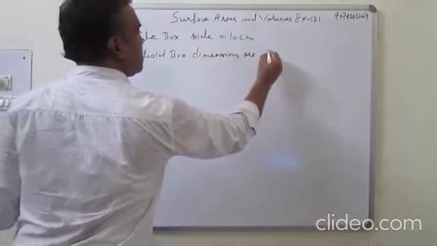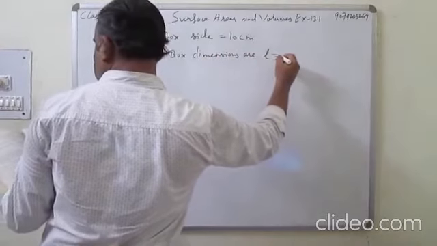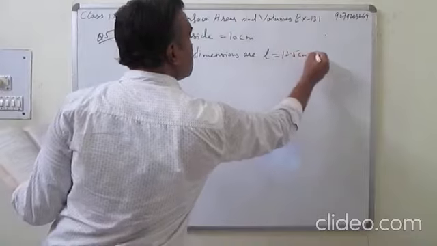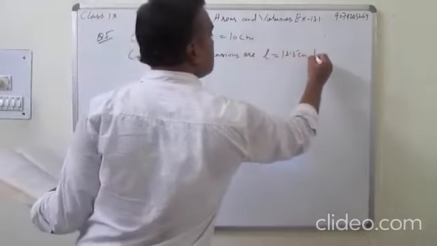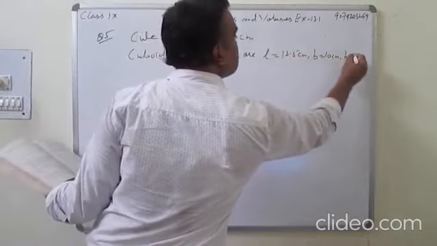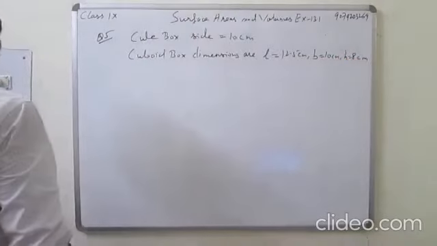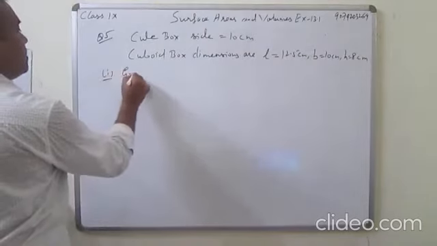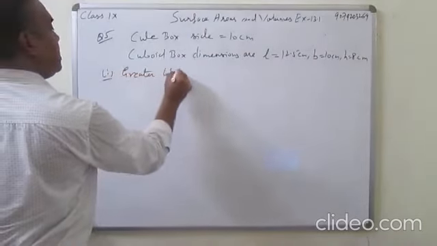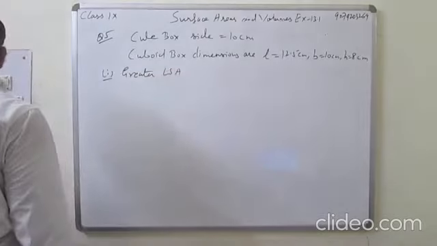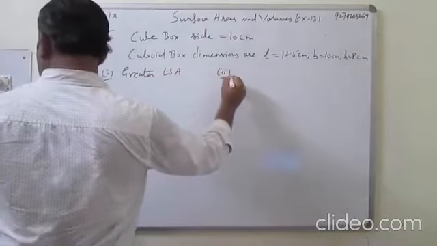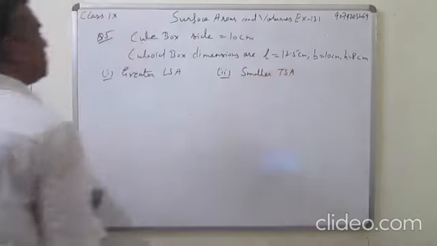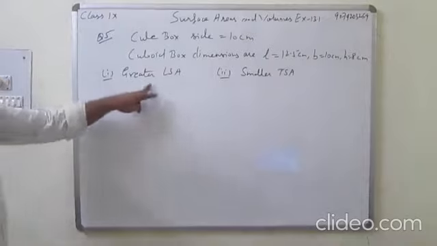The dimensions are: length is 12.5 centimeter, breadth is 10, and height is 8 centimeter. Which box has greater lateral surface area? Number 1, greater LSA, and second, smaller TSA. Which has greater lateral surface area, which has smaller?